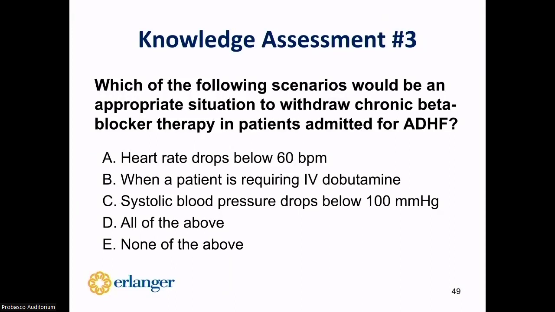Which of the following scenarios would be an appropriate situation to withdraw chronic beta blocker therapy in patients admitted for acute decompensated heart failure? Is it A, when their heart rate drops below 60 beats per minute? B, when a patient is requiring IV dobutamine? C, when their systolic blood pressure drops below 100? D, all of the above, or E, none of the above?